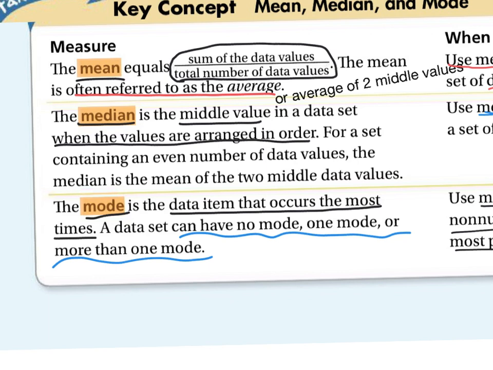And then the mode is something that occurs the most times. So if something happens more than anything else, it's the mode. Mode happens the most. If all the numbers happen the same amount as each other, then we could have no mode. We could have one mode, or we could have more than one mode.